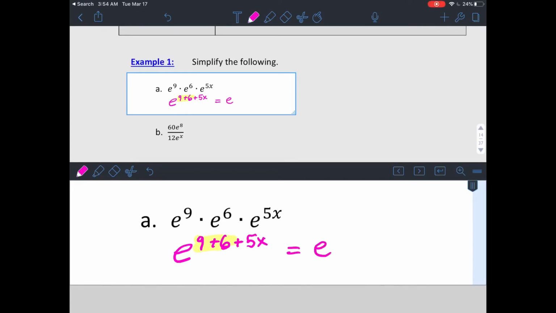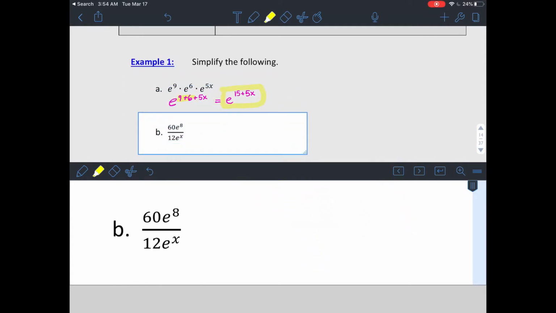So if you're multiplying all these together, you'd add your exponents. 9 and 6 are like terms, so you could make it 15. 5x can't be combined, and you're good.